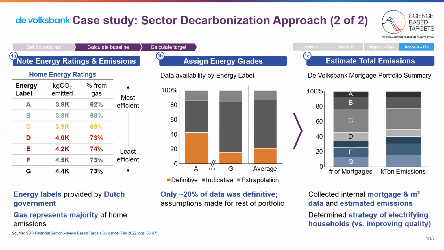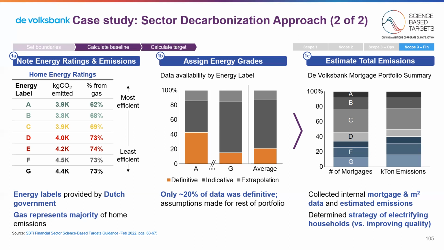One key takeaway that the DeVolk's bank team noticed was that their initial hypothesis on an engagement strategy was proved wrong. They noticed that if they were to focus on shifting their portfolio to consist entirely of A energy label homes, the most efficient homes, they would still not meet their decarbonization targets. And this is because so many emissions are coming from gas in these homes. As such, DeVolk's bank plans to work with the current and future homeowners to increase the amount and pace of electrification, which will reduce emissions more quickly than just providing lending to Category A energy grade homes.